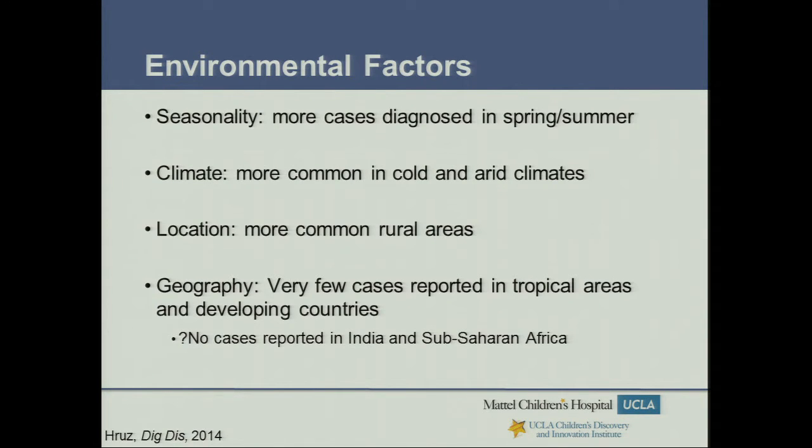A number of other environmental factors have also been implicated. Seasonality seems to play a role. More cases of EoE are diagnosed in spring and summer months. Climate seems to be important, with more cases in cold and arid climates, especially in the northeastern US. Location. It's more common in rural areas. And I mentioned geography. There's very few cases of EoE that have been reported in tropical areas and developing countries.